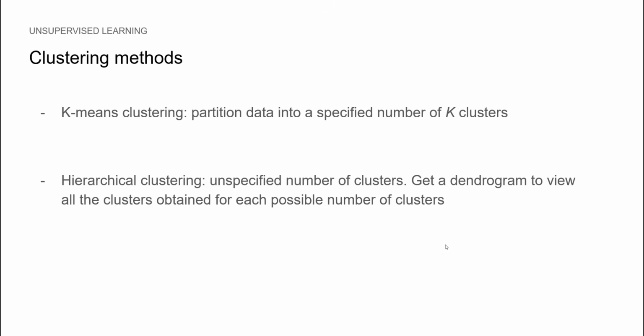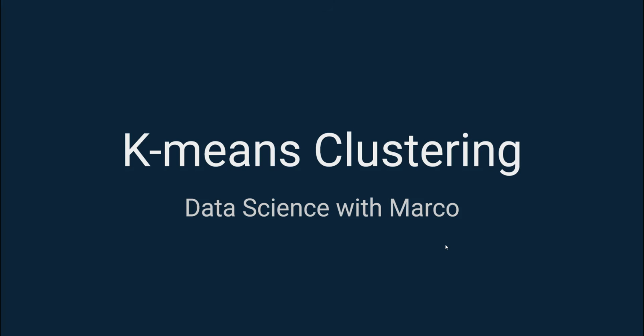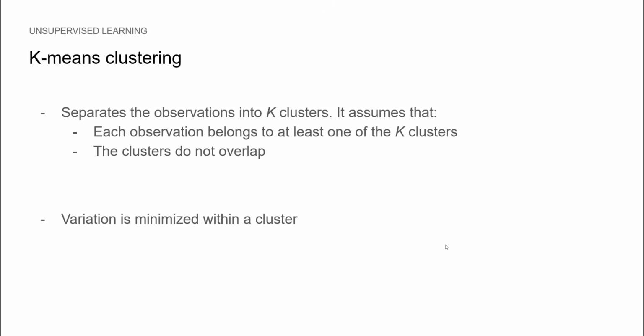And we will also look at hierarchical clustering, which does not need a specific number of clusters. Instead, we can generate a dendrogram and see the clusters for all possible numbers of clusters. But first, let's focus on k-means. This method simply separates the observations into k clusters, and we must provide that number. It assumes that each observation belongs to at least one of the k clusters and that the clusters do not overlap. It is important to note that the variation within each cluster is minimized.